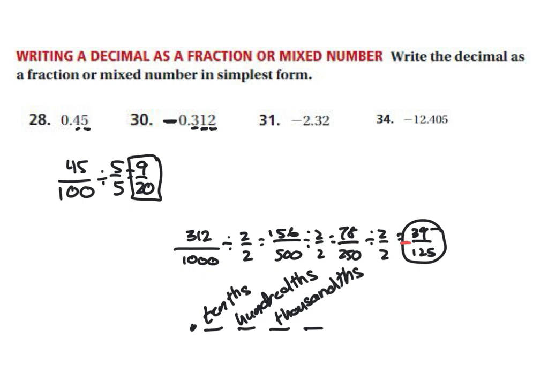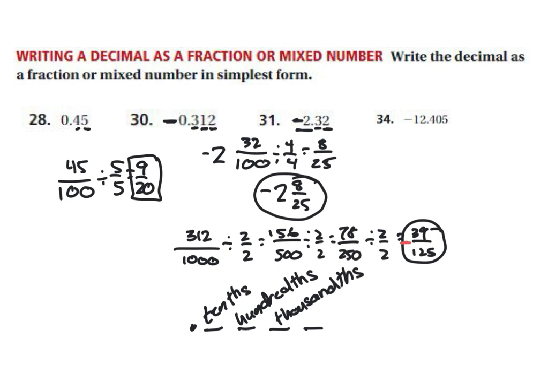For question number 31, again, noticing right away that's going to be negative. So we have a digit in the tenths and the hundredths place. So we're going to have negative 2 and 32 100ths. I see right away here that I could actually divide by 4 over 4. 32 divided by 4 is 8, and 100 divided by 4 is 25. So we get 8/25ths. We had the whole number out front, which was negative 2, so we have negative 2 and 8/25ths.